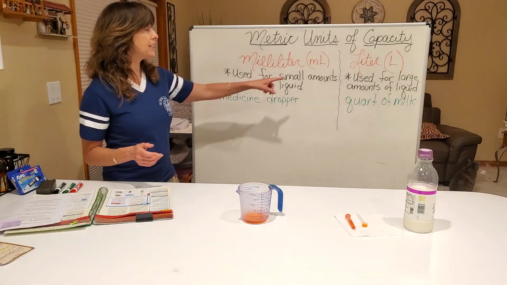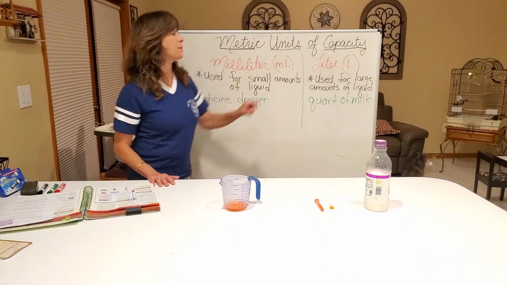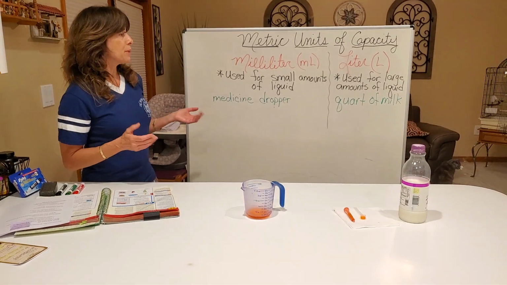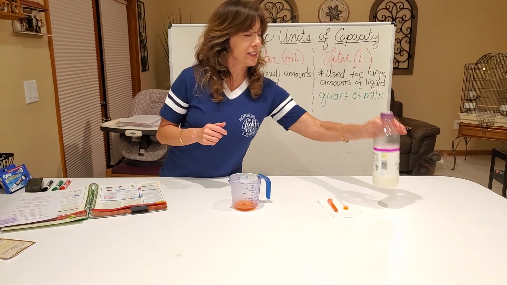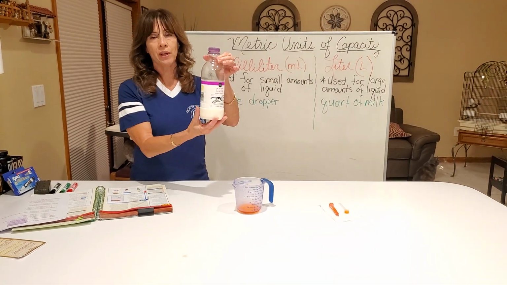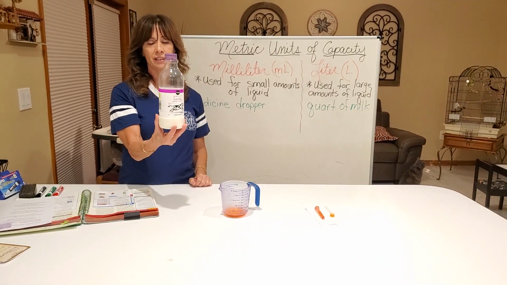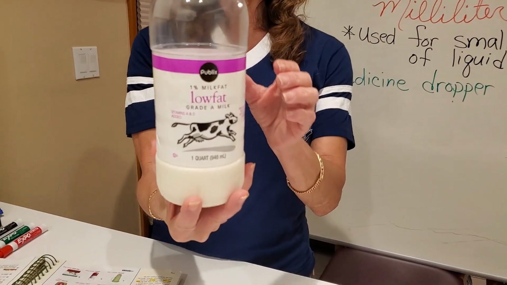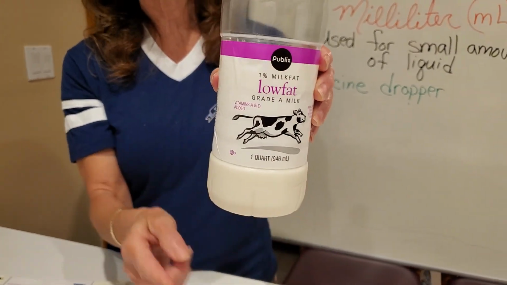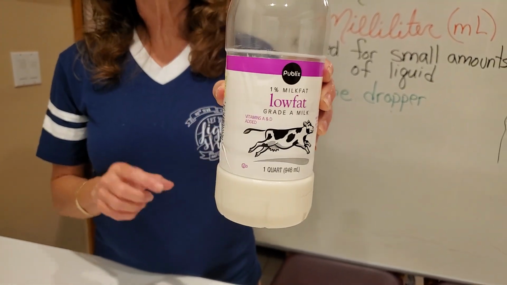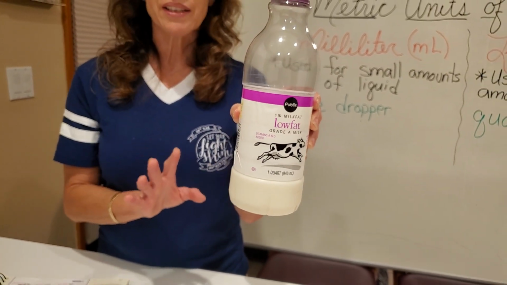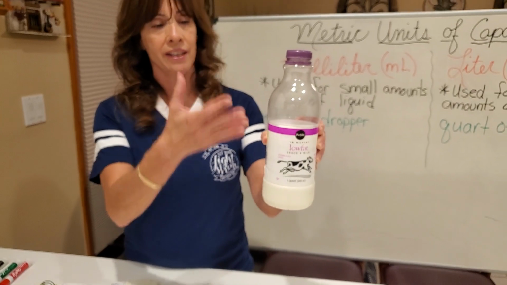Now let's go to the liter, which is the largest measuring capacity, and it is used for larger amounts of liquid. And to give you an idea, if this were filled, think of it all the way filled, this milk jug is a quart. And a liter, let's see what it says here at the bottom, a liter is a little more than this quart. But this is a great idea of what a liter is. To give you an idea, it is this.